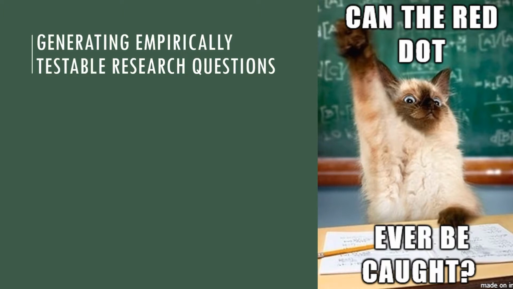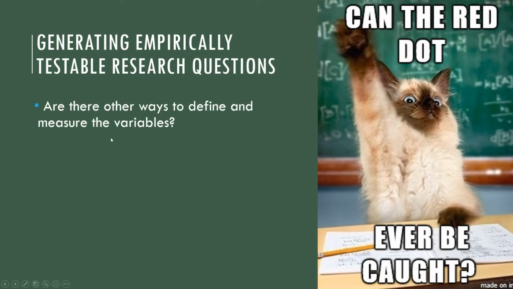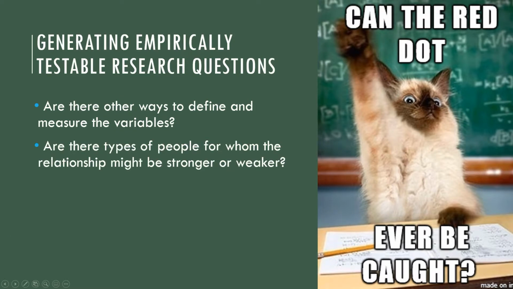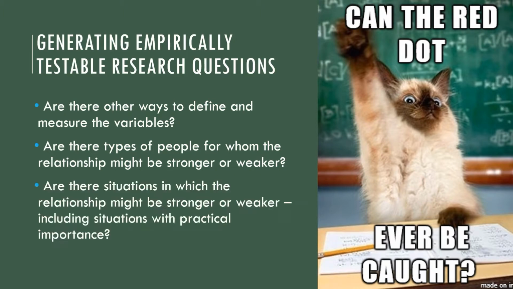For another, the question can almost certainly be refined so that its answer will still contribute something new to the research literature. Again, asking yourself a series of more general questions about the relationship is a good strategy. Are there other ways to define and measure the variables? Are there types of people for whom the relationship might be stronger or weaker? Are there situations in which the relationship might be stronger or weaker, including situations with practical importance?